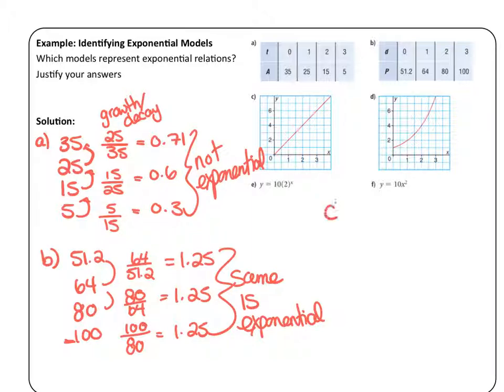Let's do C and D. These are the graphs. C, I look right away. It's a straight line. Linear. Come on. Can't fool us anymore. D, you notice it starts off small and then goes up, up, up really fast. It's not a parabola because it doesn't make a smiley or a frown. It's not a straight line. This one is exponential.